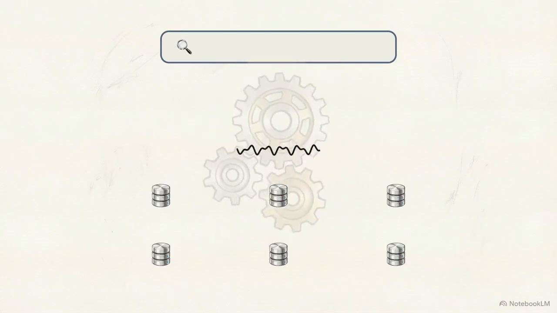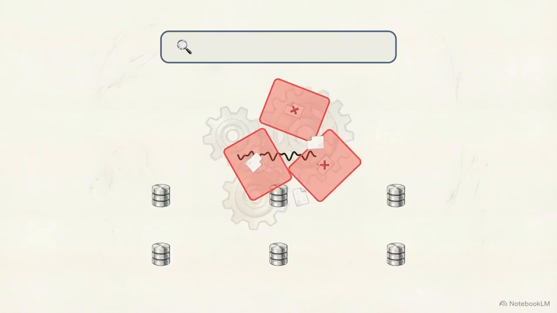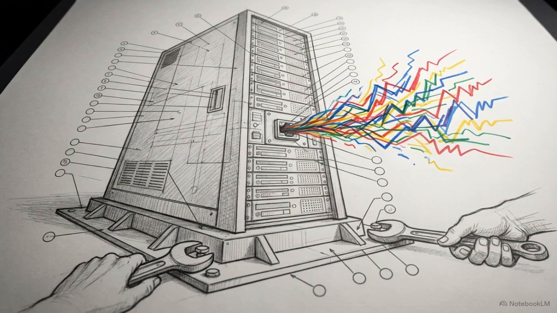Users submit vague queries. Semantic search returns noisy, irrelevant chunks. And when you feed a large language model low-quality context, it hallucinates. To fix this, you have to dismantle the pipeline.